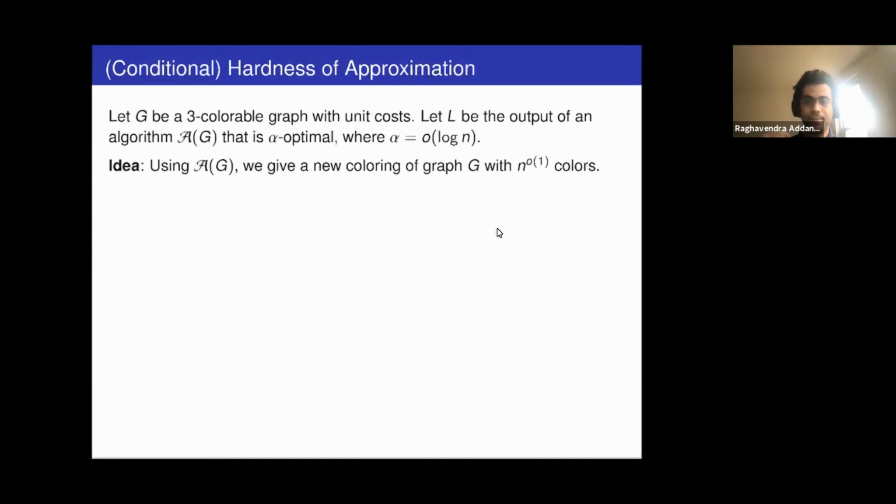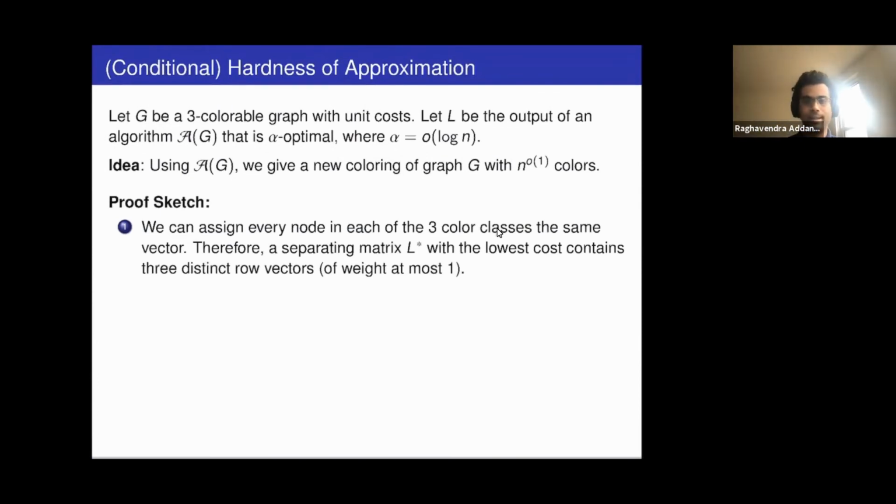Using this algorithm A of G, we give a new coloring of the graph with n to the little o of 1 colors, which will violate our conjecture, which said that you cannot color it using sub-polynomially many colors. So how do we do that?